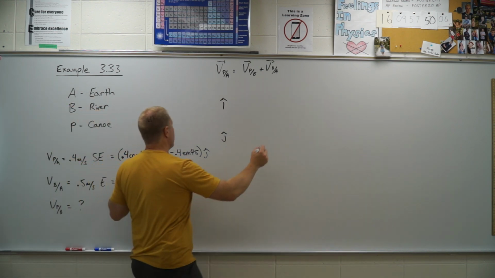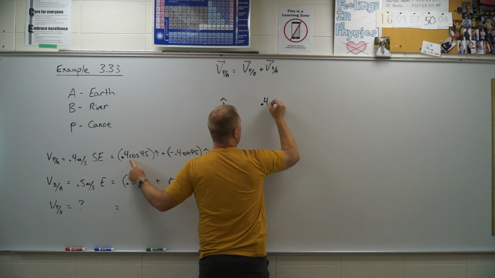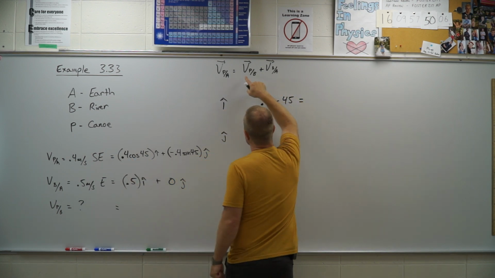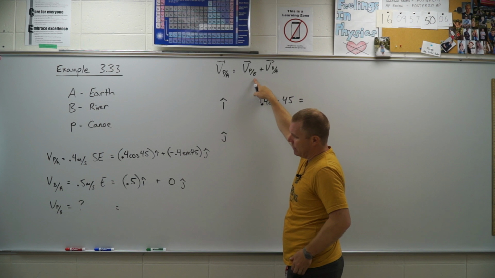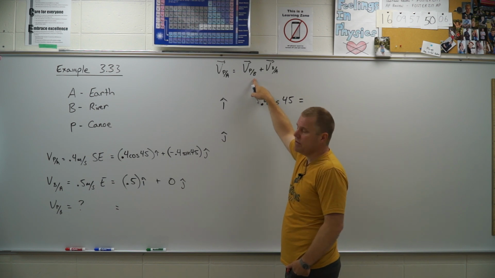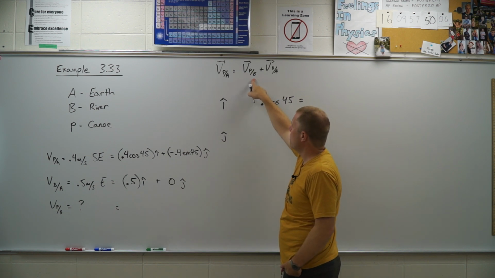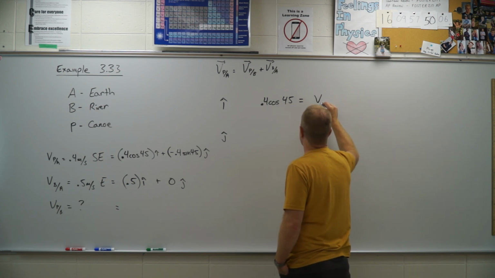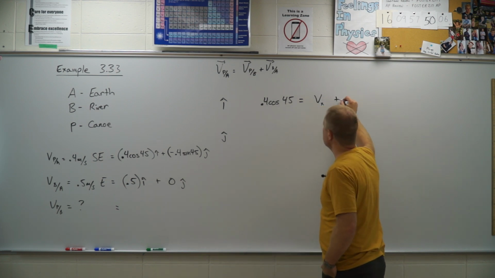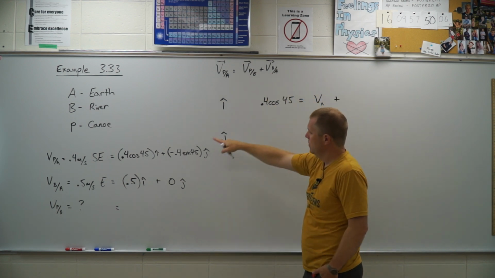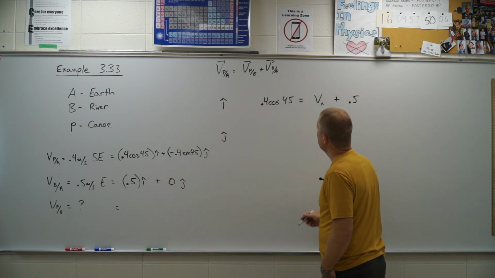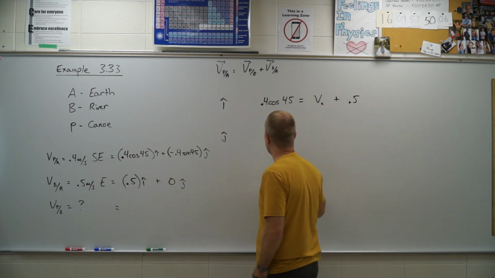For our i hat version, it's going to be 0.4 cosine of 45 equals the velocity of the point relative to the moving frame, or our canoe relative to the water. That's what we're looking for, so we'll call that Vx here, plus the velocity of this one, which was 0.5. That should allow us to find the x component of that velocity.